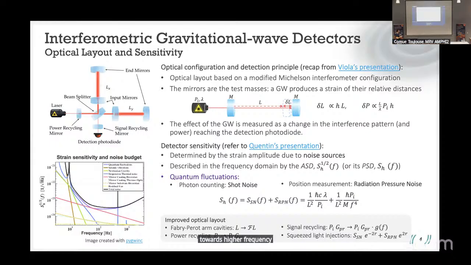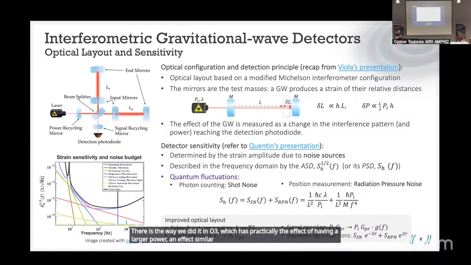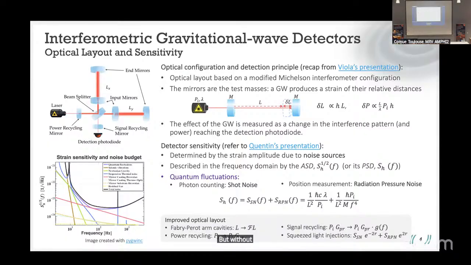The last trick to really beat the quantum mechanical limitation is to inject squeezed light at the output of the detector. This is the way we did it in O3, which practically has the effect of having a larger power, an effect similar to having a larger circulating power inside the detector, so improving the sensitivity at high frequency, but without really injecting more power. We can do an even finer trick.